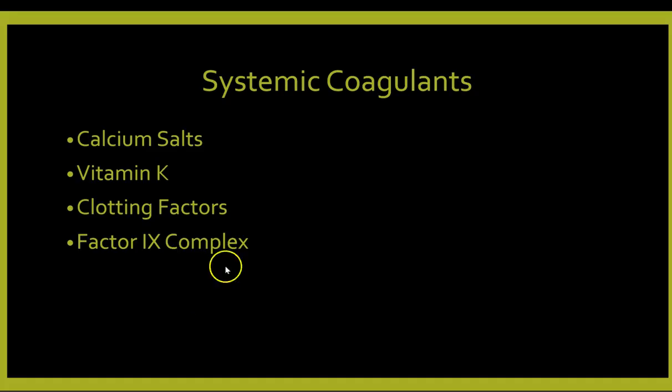All right, now we're going to talk about systemic coagulants, things that we can give to the patient IV that will cause clotting throughout their body, but specifically in the area that we want it to. But these are things that the patient's usually lacking so that their clotting cascade isn't working appropriately.